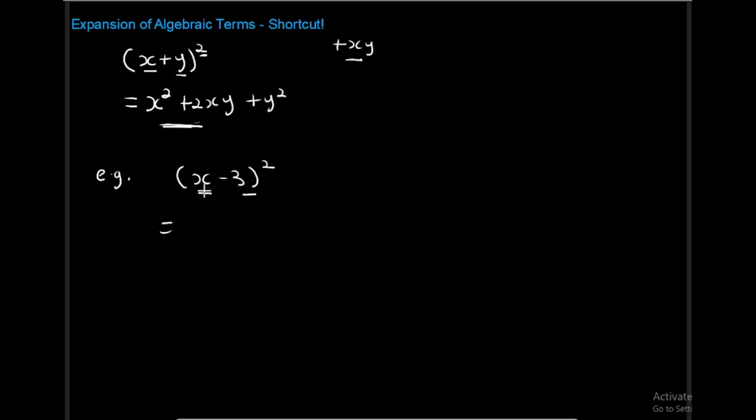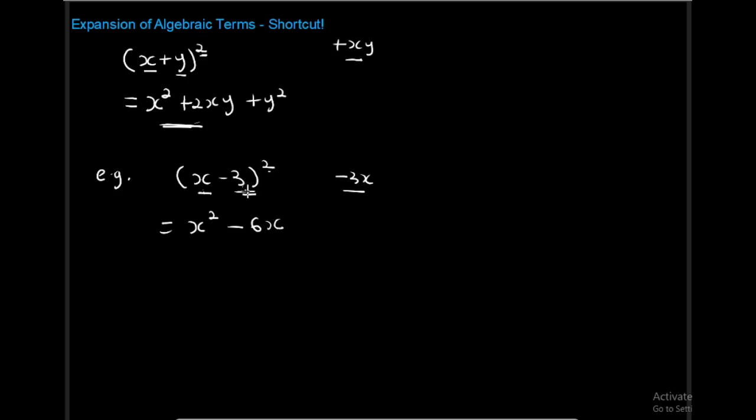So we start with our first term. You take the first term, you square it. So we're going to have x all squared. Then we'll take the first term, multiply it by the second term. That will give us x times minus 3, which is minus 3x. Then our result we multiply by the power, which is 2. So we have minus 3x times 2, which is going to give us minus 6x.